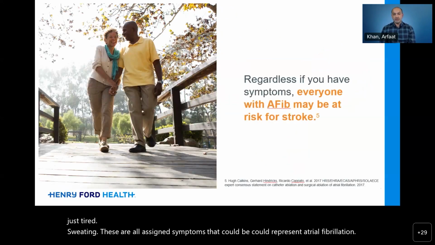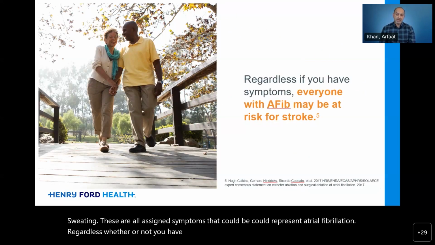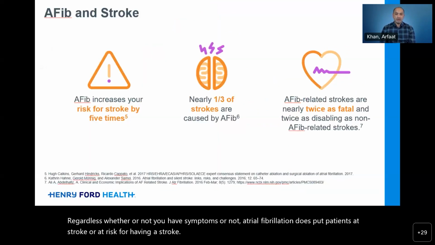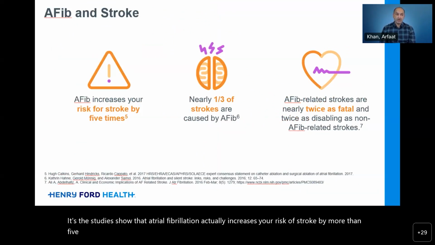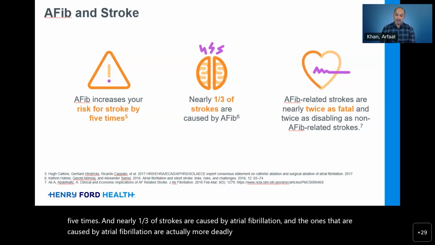Now, regardless of whether or not you have symptoms, atrial fibrillation does put patients at risk for having a stroke. The studies show that atrial fibrillation increases your risk of stroke by more than 5 times. And nearly 1/3 of strokes are caused by atrial fibrillation, and the ones that are caused by atrial fibrillation are actually more deadly and more dangerous.